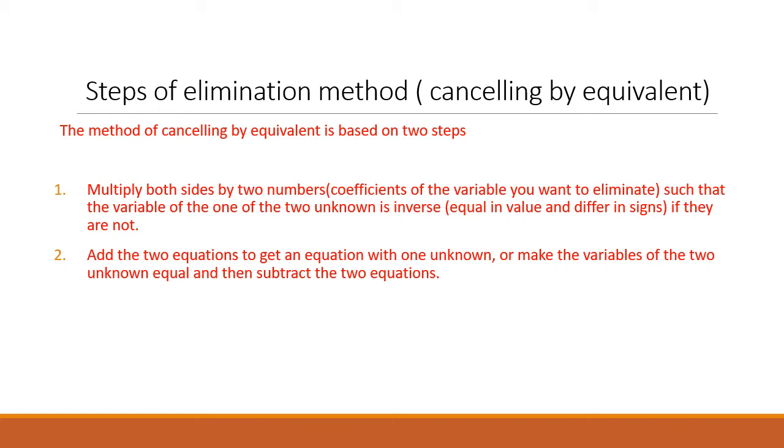And then, if we do that, we have to make sure that we have two coefficients of the same value but different signs. If they do not have different signs, then you are going to subtract instead of adding. So the second step is to add the two equations to get one equation with one unknown. If the two unknowns are equal and have the same signs, then we subtract.